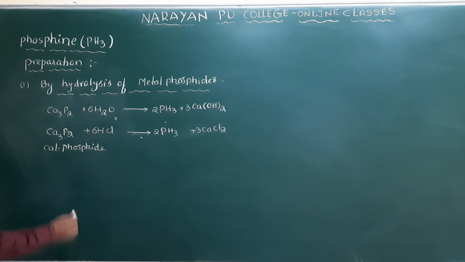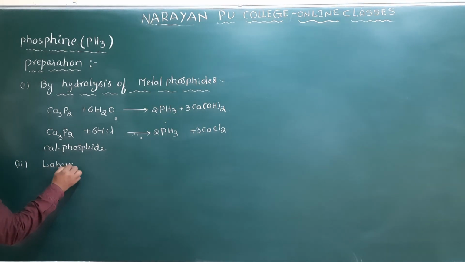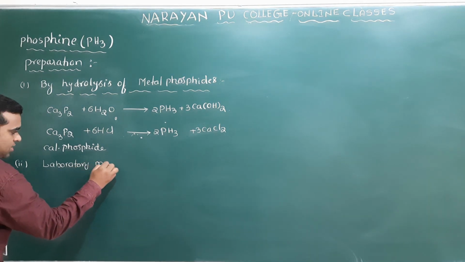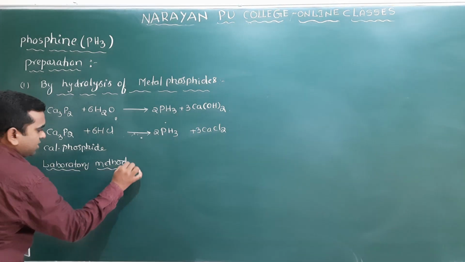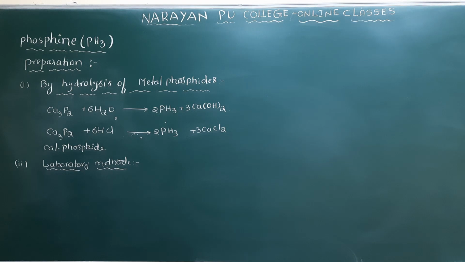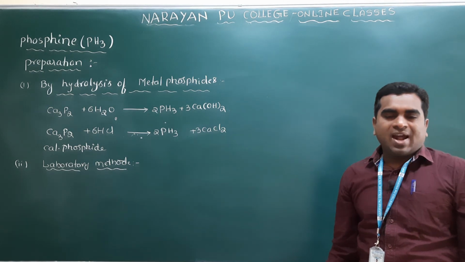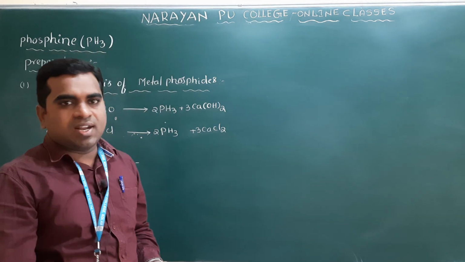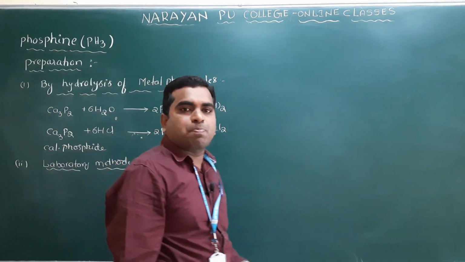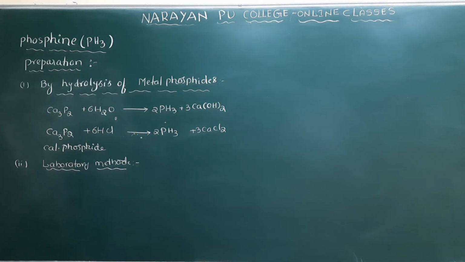This is one preparation. The second preparation is the laboratory method, which we have already discussed in the last class. What is the laboratory method? Take white phosphorus and treat it with concentrated NaOH solution. Then you will get phosphine and sodium hypophosphite. That is the laboratory method for phosphine.